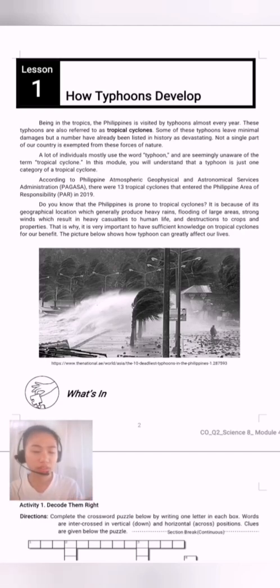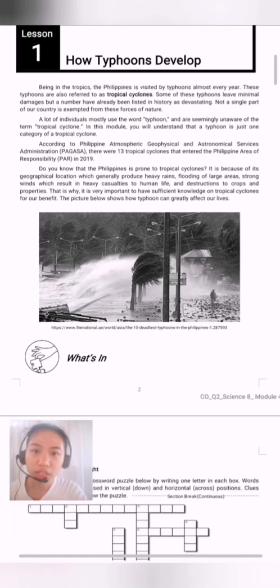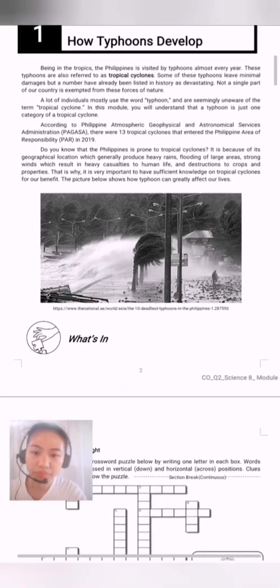In Lesson 1, it is about how typhoons develop. So it says here that you are going to read Lesson 1, page 1 in your module and answer what's in Activity 1 on page 2. So let's read Lesson 1, how typhoons develop.